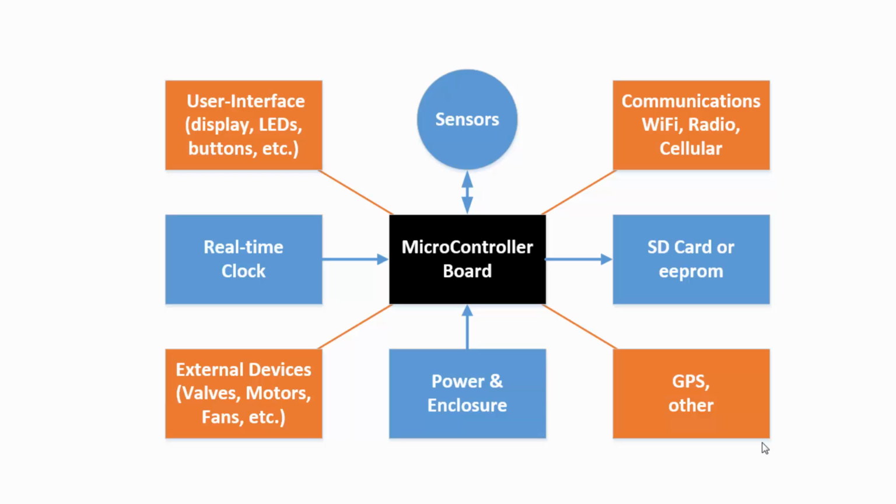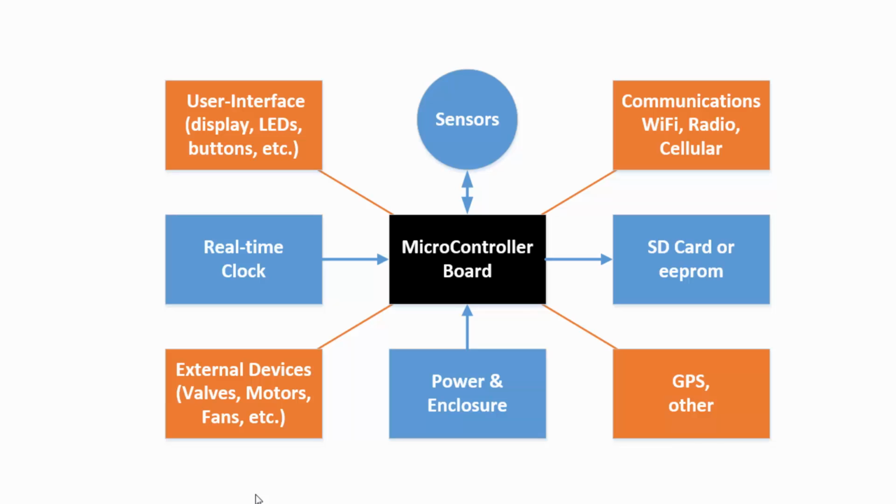Now, sometimes you want to add extra features to your system depending on your project goals. So I've added four additional blocks to our framework, and let's go through these real quick. Sometimes you want some type of user interface, and this can be as simple as a couple of LEDs that flash every time a measurement is taken or stay on when there's some kind of alarm condition. Could be a couple of buttons or switches that the user can press to put the system in different modes or start and stop the system. Can be very simple and inexpensive.